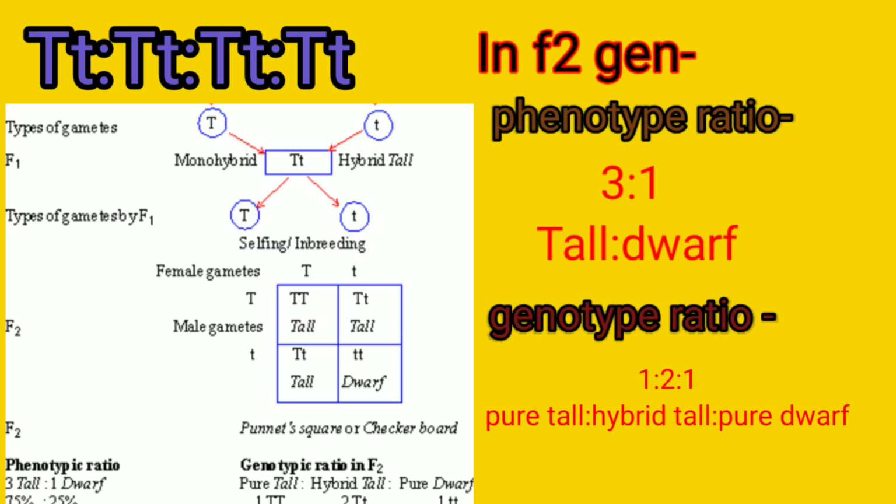The gametes produced by this member are capital T and small t, that is, one is dominant and one is recessive, and when we plot this in a Punnett square we get a 3:1 ratio. Phenotypically in the F2 generation it is a 3:1 ratio, that is, 3 plants are tall and 1 plant is dwarf. Genotypically the ratio is 1:2:1, in which one plant is pure tall, 2 plants are hybrid tall and 1 is pure dwarf.